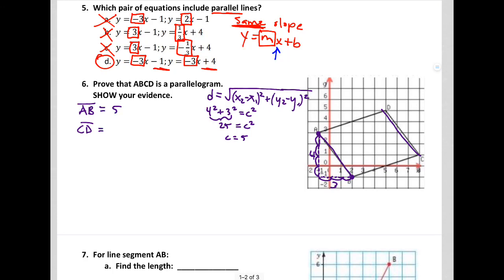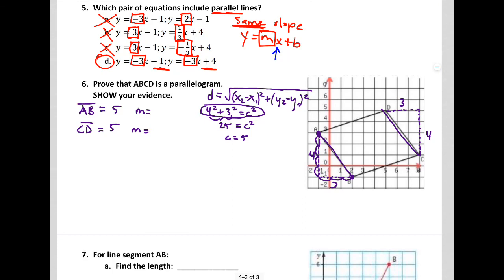Now I can do the same thing for CD. If I do my rise and my run, which creates that right triangle, I have a side length of 4 again, a side length of 3. Therefore I know when I put it into the Pythagorean theorem, it's going to look exactly like it did for AB. So I know the side length is going to be 5. Well, not only that, I need to do the slopes. So I need to find the slopes for AB and CD.